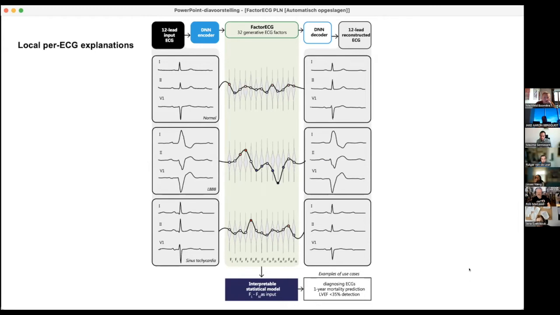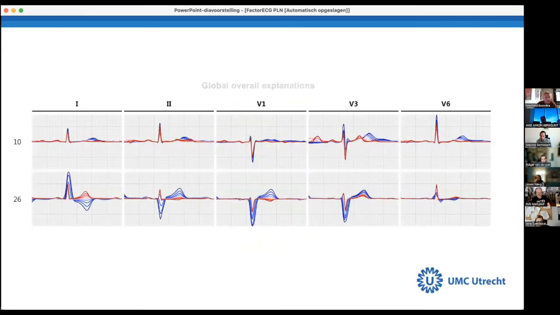But we can also look at the model level. So not only at the individual ECG, but at the complete model. How that works is we take those 32 factors and we put them all at 0. Then you get a mean ECG, which is a normal ECG in this case. Then we start varying all these individual factors one by one. So we keep all 32 at 0, and then just, for example, here, factor 26, we vary its value from -5 to +5. Then, using the decoder, we can plot all the ECGs that are made using these values.